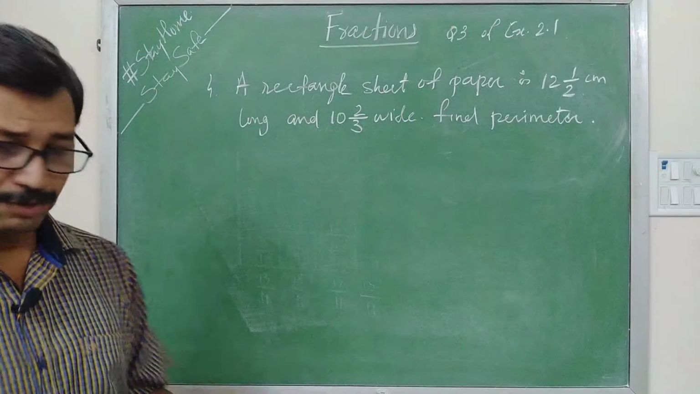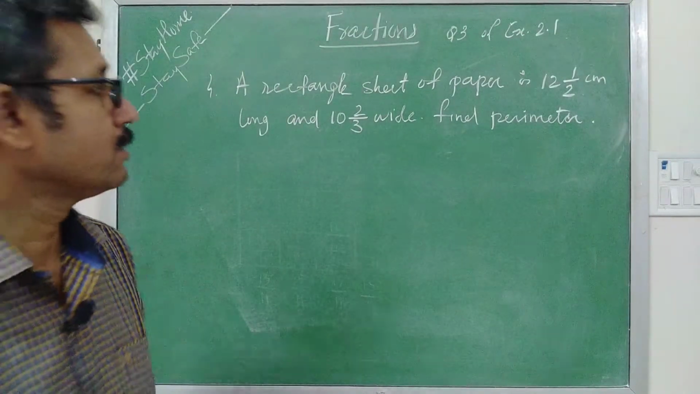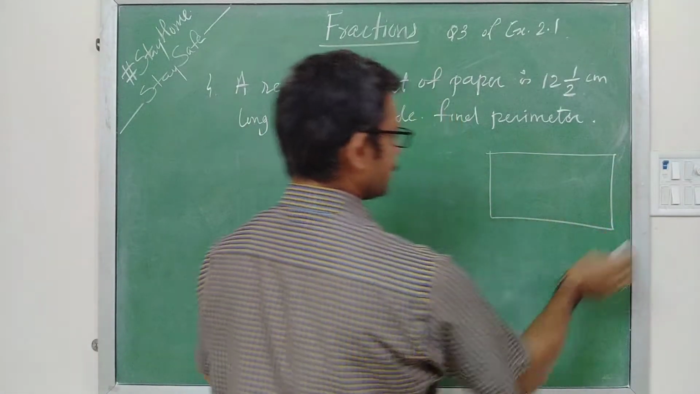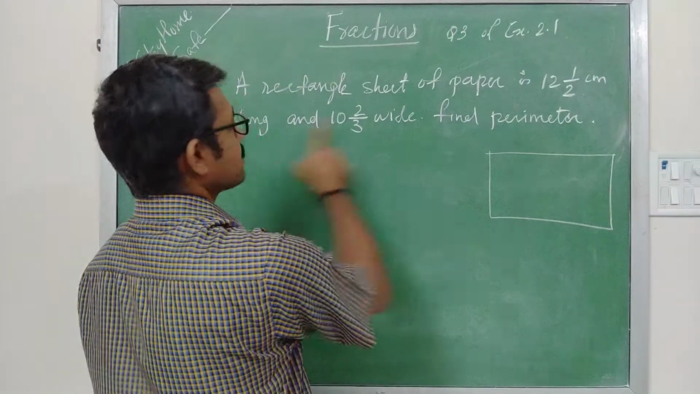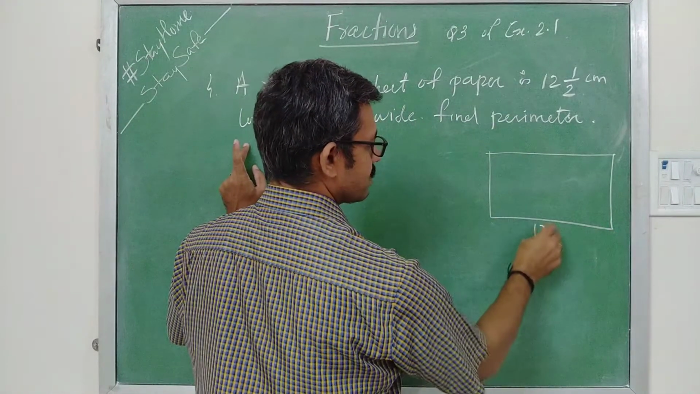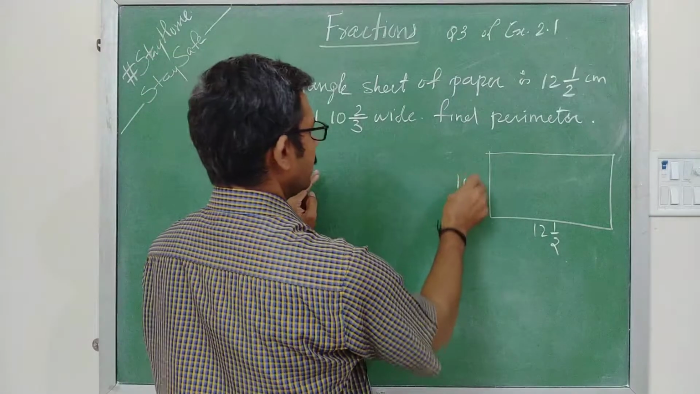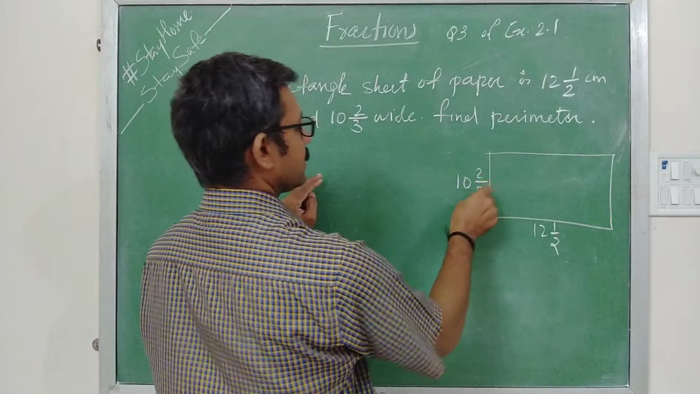Friends, look here. Now the perimeter, it is a rectangular sheet, so I will draw the diagram here. It is like this. This is the rectangular sheet. Long means this is the length, but it is 12 integer 1 upon 2, and breadth means this, that is 10 integer 2 upon 3.